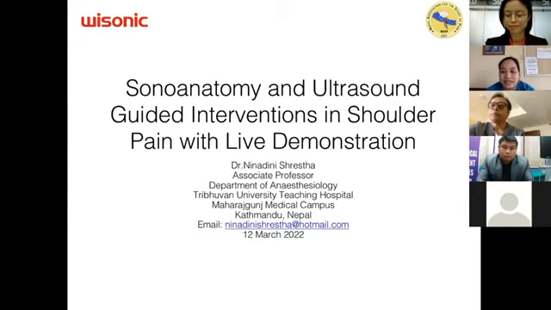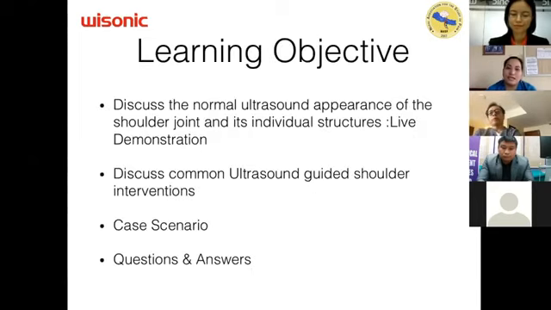Without much delay, we'll delve into the topic. Today's topic is sonoanatomy and ultrasound guided interventions in shoulder pain with live demonstration. We'll discuss the normal ultrasound appearance of the shoulder joint and its structures with a live demonstration first, following which we'll discuss some common ultrasound guided shoulder interventions. To make the session oriented to clinical practice, we'll have a case scenario discussion, followed by a question and answer session.